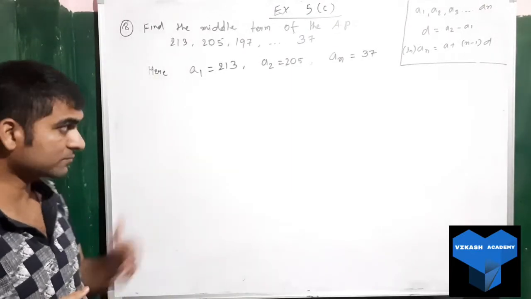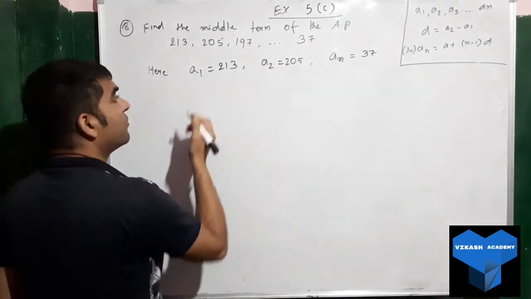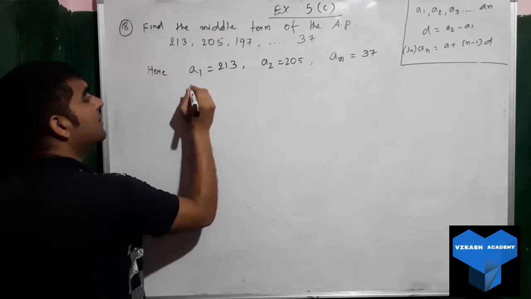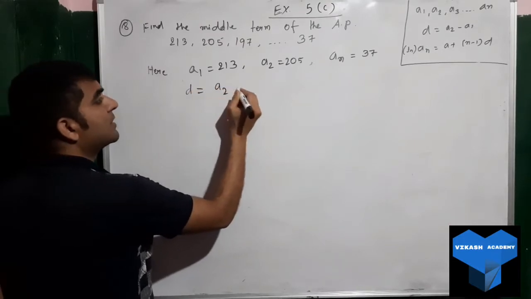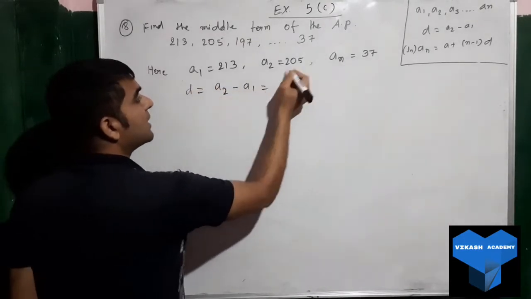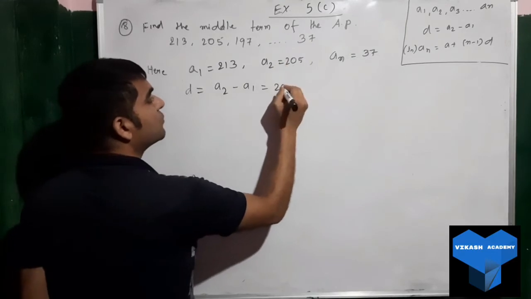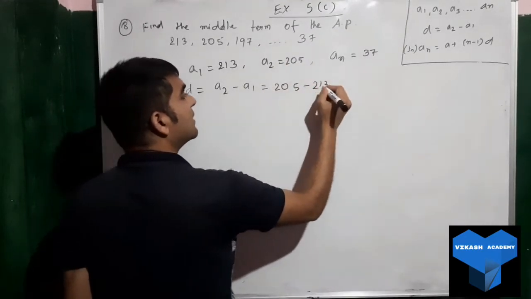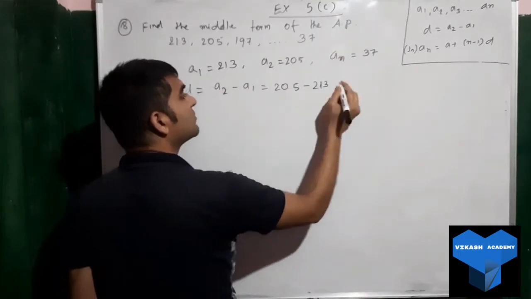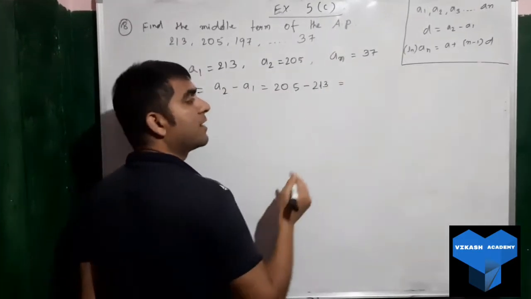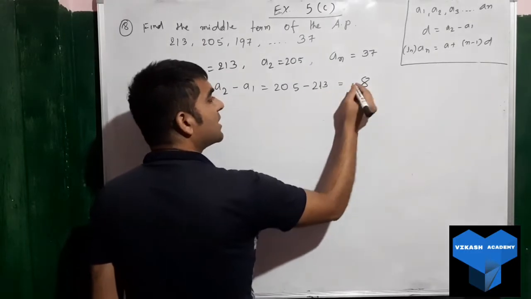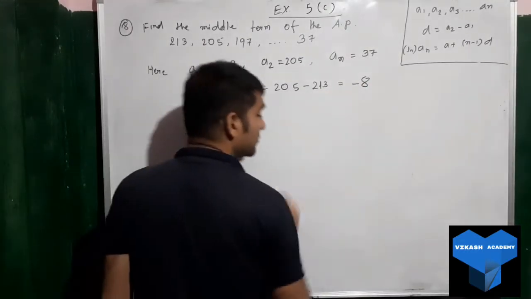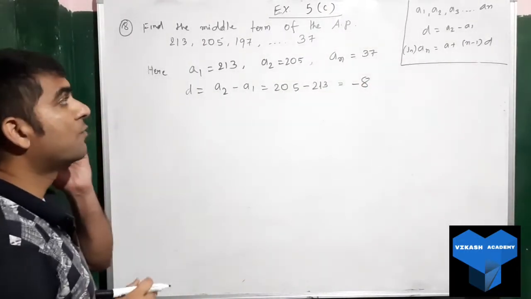The middle term. Let us see here. So now the formula for d, the common difference, will be a2 minus a1. You will write a2 is 205, minus a1, which is 213. Now from the greater number we subtract the smaller number, so 213 minus 205 will be 8. This one is greater, so I will put the minus sign. This will be minus 8.